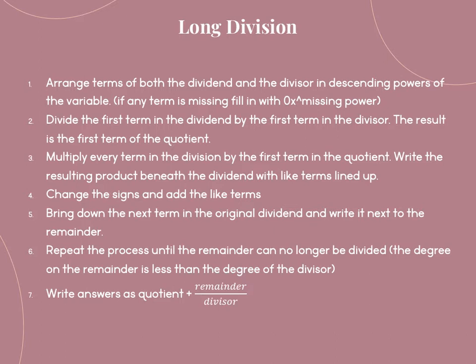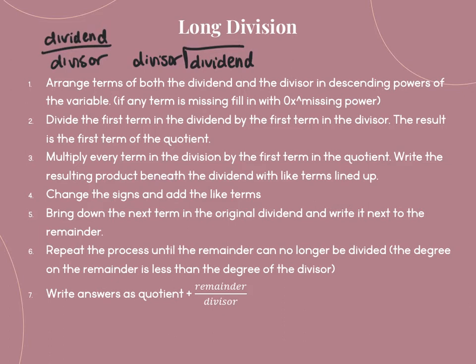So we start by arranging both the terms in the dividend, which is what you're dividing into. This is the dividend. This is the divisor. Okay, if it's written in a fraction, it's dividend over divisor. I'm not going to test you on that, but just know that when it gives you directions, it's going to use those terms.